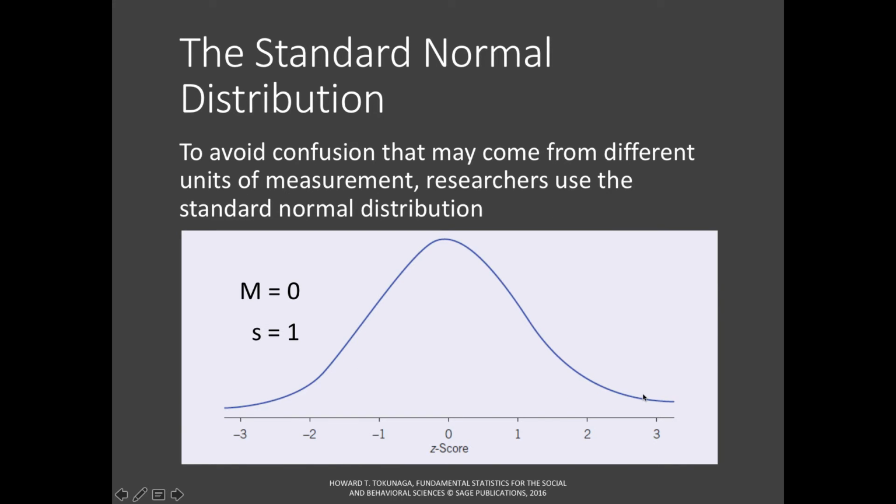So in research, a lot of times we assume that we're using the standard normal distribution, which just means that the mean is equal to 0 and the standard deviation is equal to 1. That way researchers don't get confused between different populations' standard distributions.